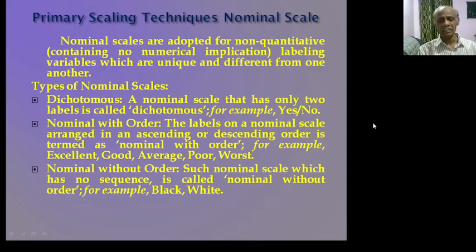A nominal scale which has no sequence is called a nominal scale without order. For example, black and white. There are only 2 options, with no question of any other option, just like a dichotomous question, but with some specificity. That is called nominal without order. There is no order. You can say black or white, or white or black. It need not begin with black or end with white. You may use either black or white first and the other second.